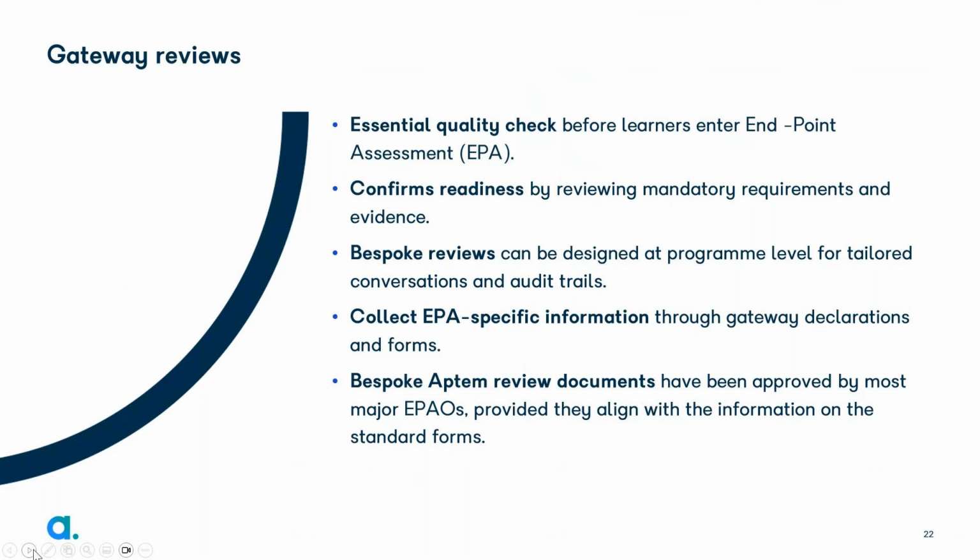With Aptem, bespoke gateway reviews can be designed at program level, and that allows you to manage gateway conversations effectively and ensure a strong audit trail at the point of gateway sign-off. Additionally, the reviews could be used to collect EPA-specific information, such as gateway declarations and gateway forms. And most major EPAOs have approved the use of Aptem's review documents for gateway declarations, provided they contain the same essential information as on their standard forms. This approach helps ensure consistency, accuracy, and compliance while supporting a smooth transition into your EPA stage.